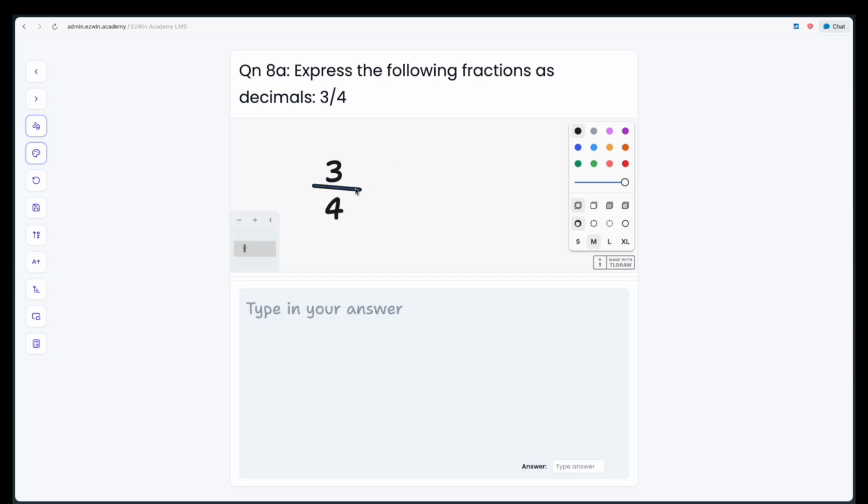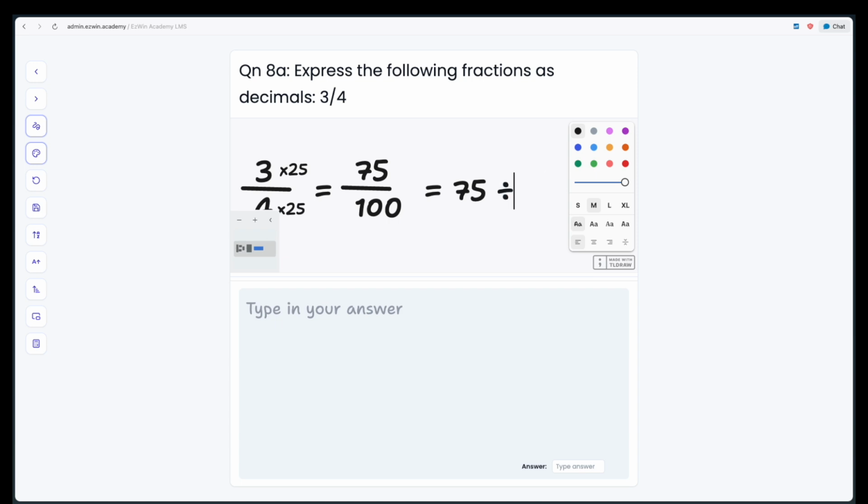But if you have done this kind of question before, then you know that 3/4 is actually a fraction that's very close to 100. So what do you mean by 100? You actually can just multiply both the numerator and denominator by 25, and this will give us an easier way for you to make this into a decimal. So 3 times 25 is 75, and 4 times 25 is 100. So in this case, 75 out of 100 is essentially the same as, you guessed it, 75 divided by 100.